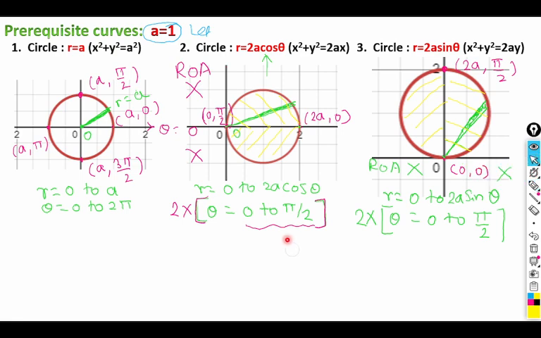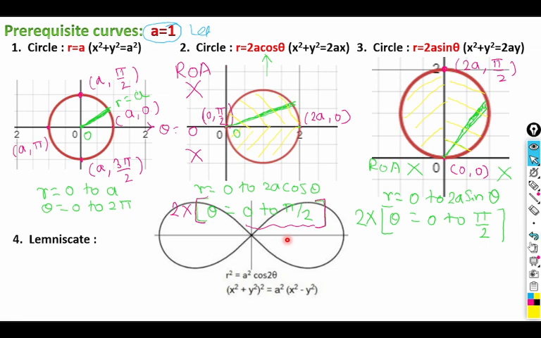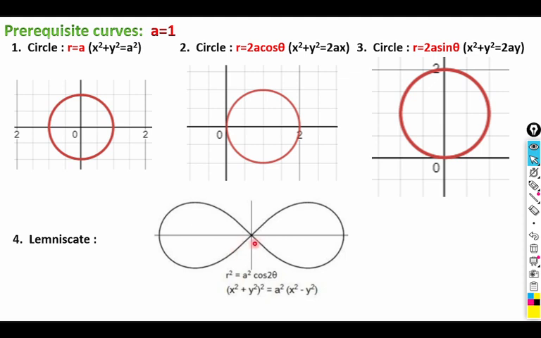Now let me see the fourth one. The fourth one is a lemniscate. This curve looks like the infinity symbol. I will just erase the upper part there so that you can see it. This is the curve that we have, the lemniscate, which looks like the infinity symbol. The equation is r square equal to a square cos 2 theta. Whenever this equation is given to you, you should be able to draw this curve. Now the interesting part: come to the coordinates here.